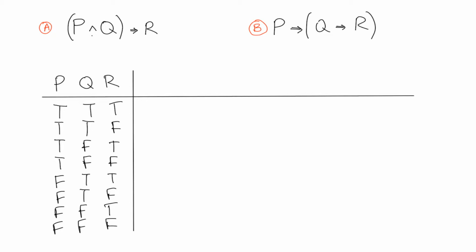Now I need to work out the truth tables for these two propositions. I'm going to put these into the same table just for convenience so that I don't have to draw out the variables twice. Proposition A says P and Q implies R, so let's work out P and Q, and then let's work out P and Q implies R. This is my result for proposition A.